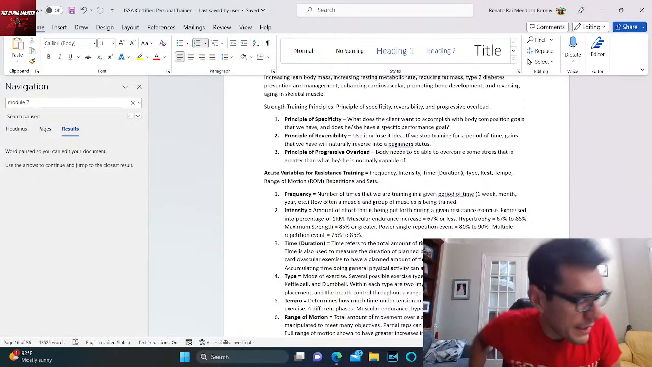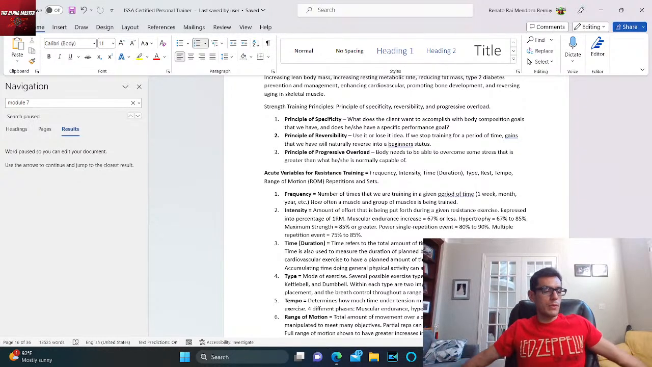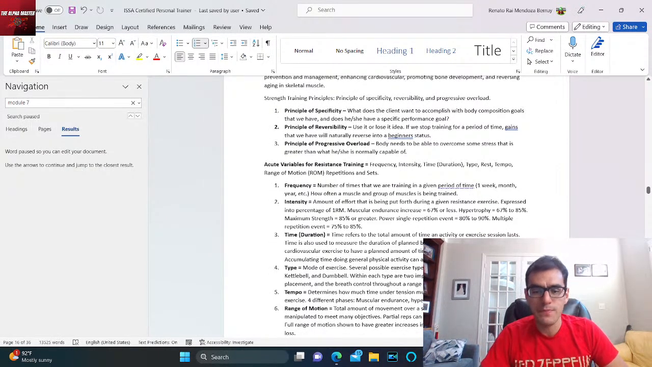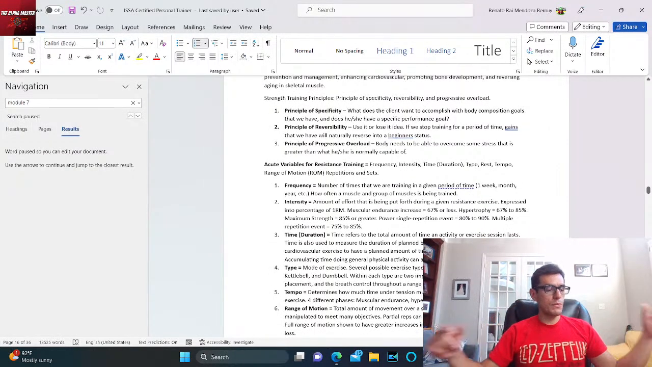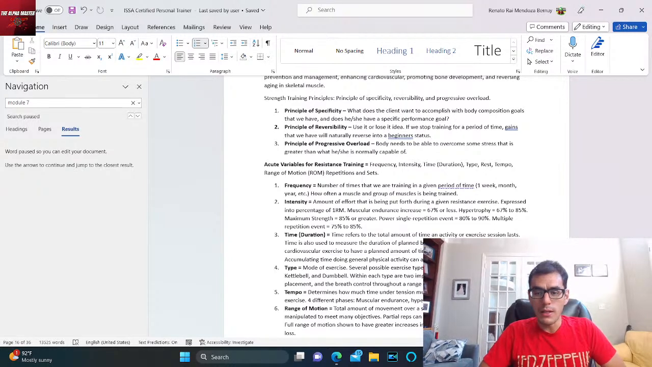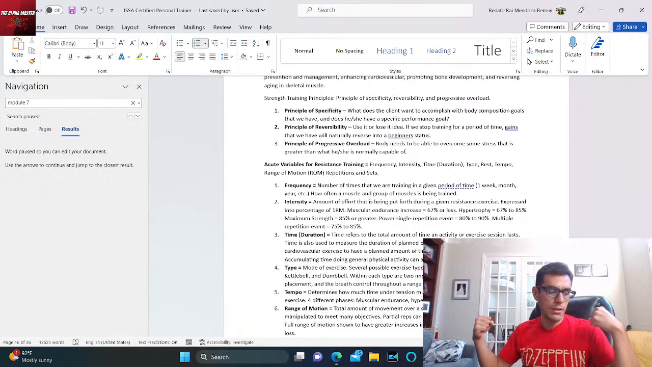The range of motion is the total amount of movement around a specific joint or body part. It can be manipulated to meet many objectives. Partial reps can be done to build up an increased range of motion, and full range of motion is shown to have greater increases in strength, size, and subcutaneous fat loss.